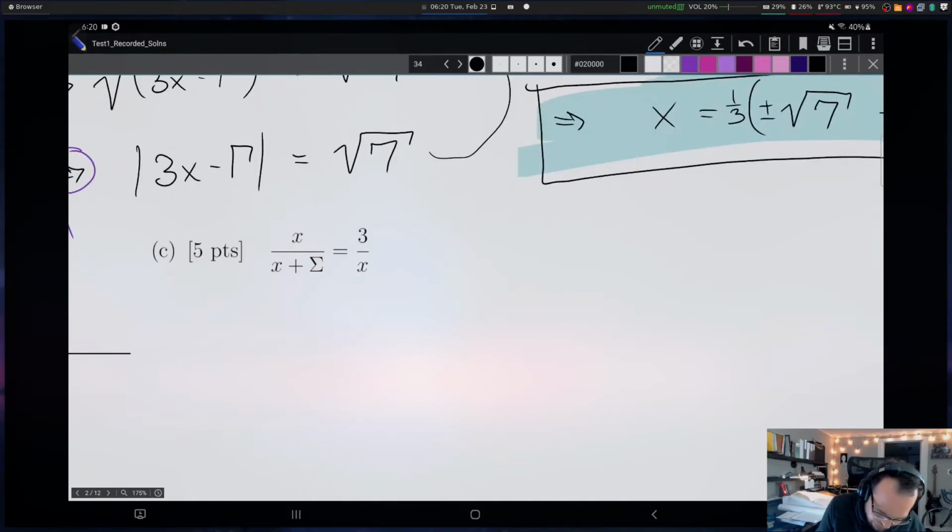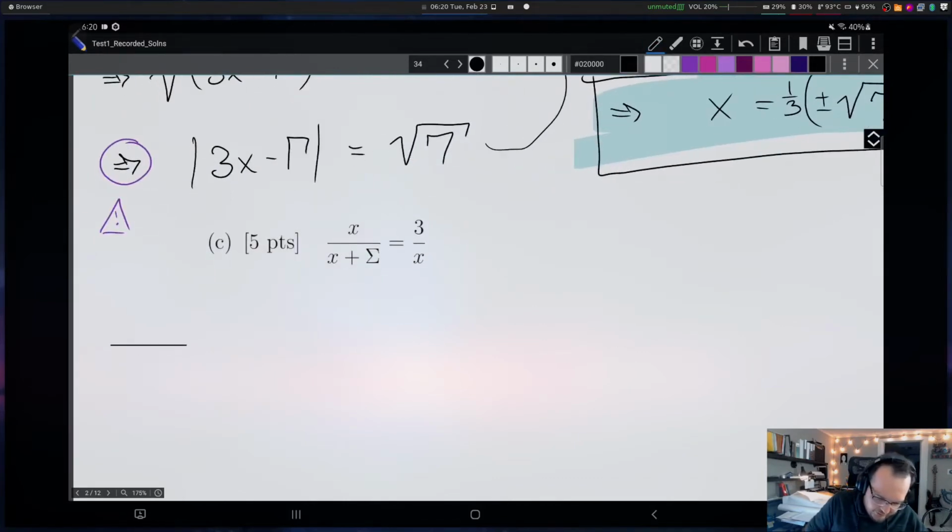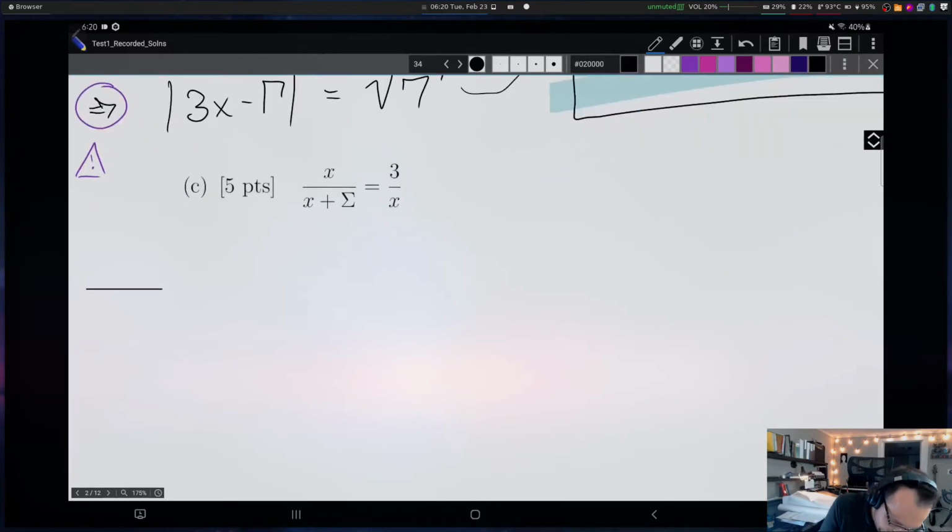Okay, so let's look at this next one. We have something a little bit tricky, so I'll just go ahead and rewrite it. We have x over x plus, this is a capital sigma, is equal to 3 over x.